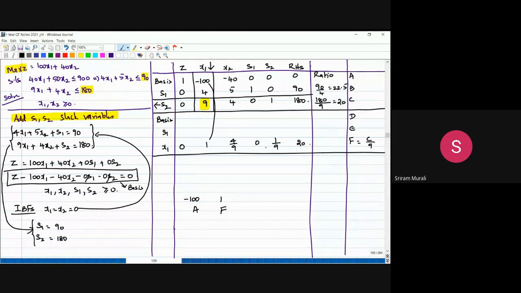I mean the F equation. What do I have to do to make this element 0? I should multiply 100 with F and then add. So this is the first equation, A plus 100 F. Have you understood this part? Have you understood how I did this?